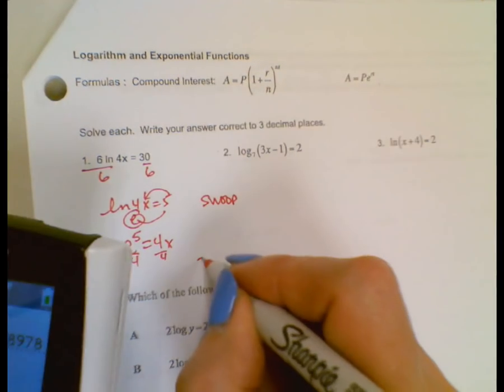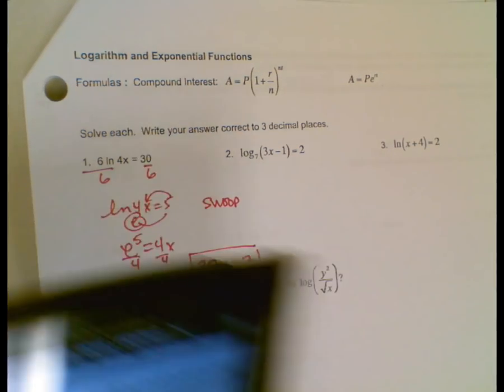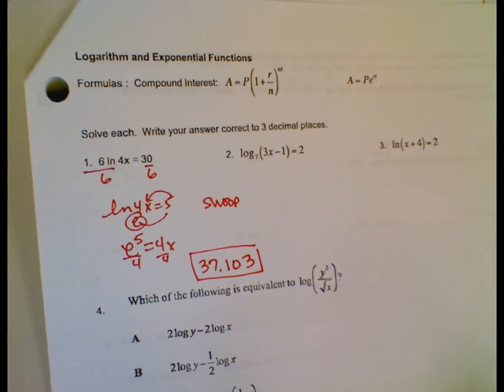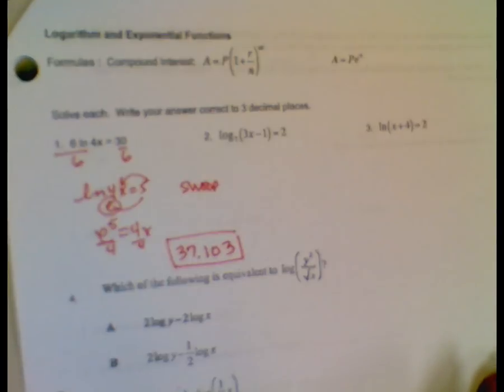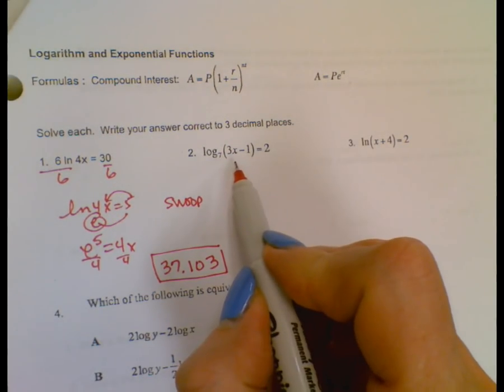So it looks like 37.103. It says 3 decimal places. Be very careful on the common assessment with directions. If it says 3 decimal places, you have to go 3 decimal places. This one's also a swoop because it's also got a single logarithm.